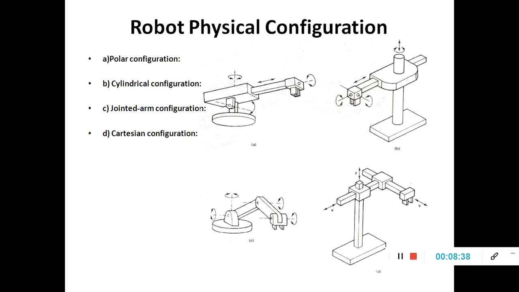Now, a very important aspect of robotics is the robot physical configuration. This is the most often asked question in the VTU examination, the robot configuration, robot physical configuration. There are mainly 4 types of robot physical configurations available: polar configuration, cylindrical configuration, jointed-arm configuration, and Cartesian configuration. We will discuss them one by one.